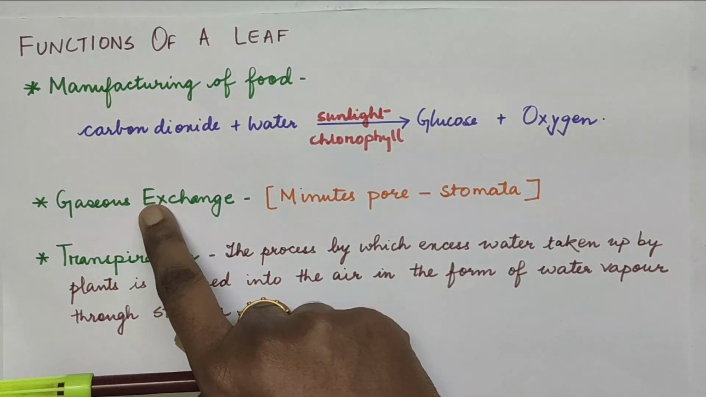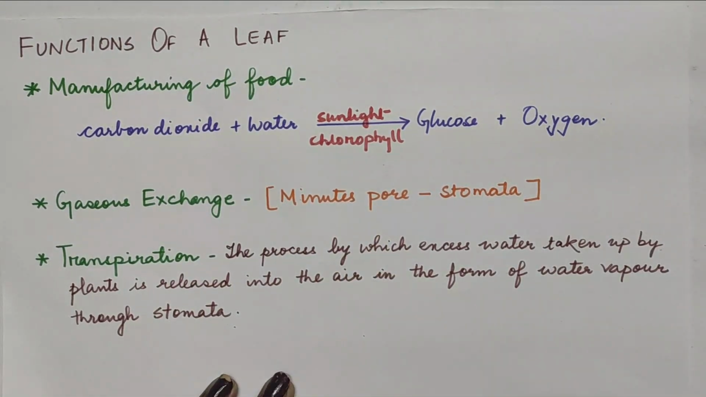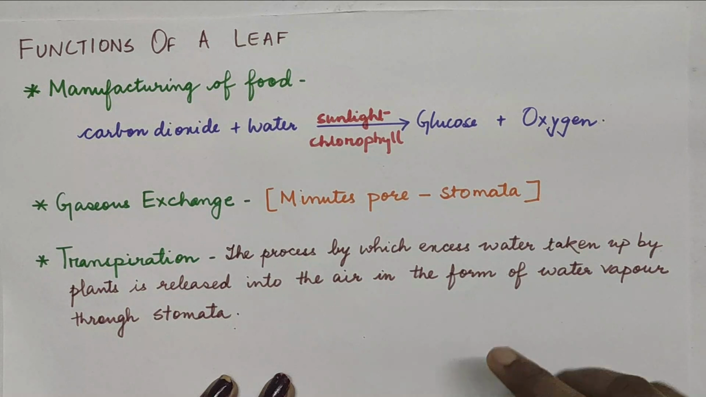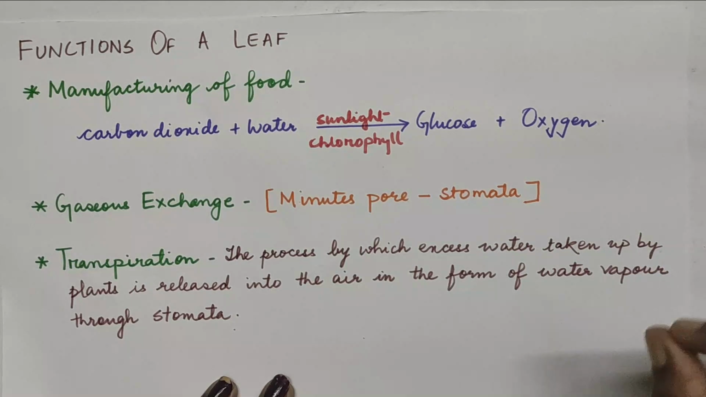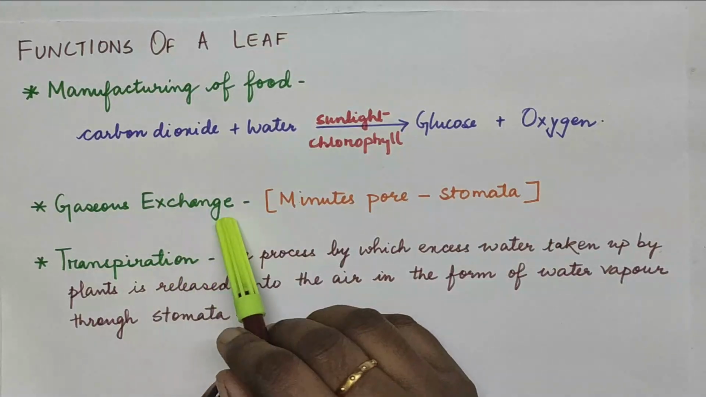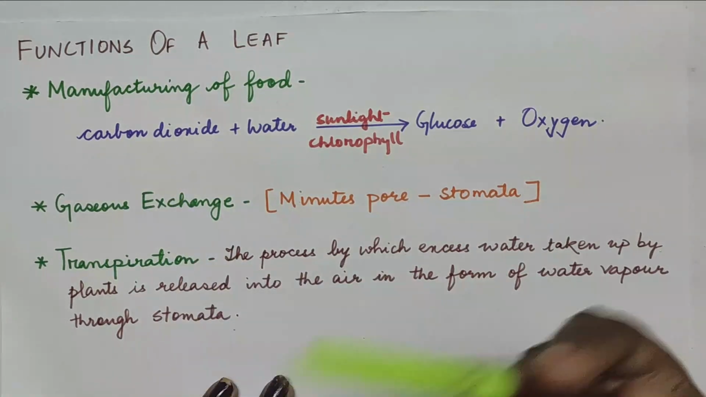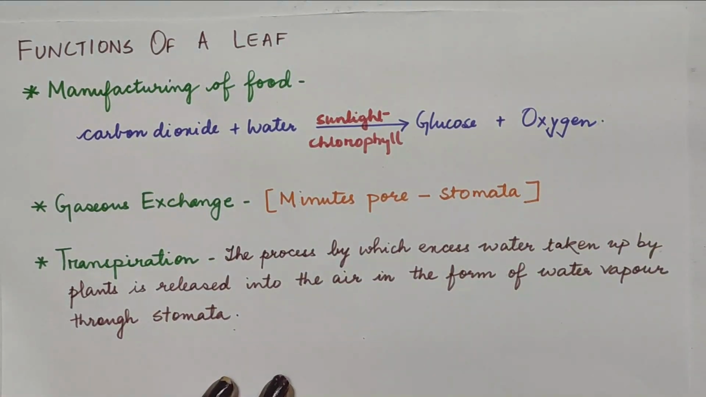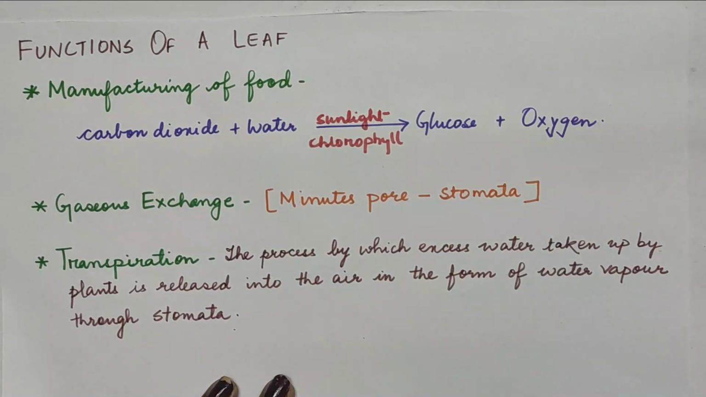The second function of a leaf is gaseous exchange. There are many minute pores in the leaf which are called the stomata. They are generally found on the lower surface of the leaf, and during the daytime they open up and help in the gaseous exchange. Now you know that the plant needs carbon dioxide for photosynthesis. It also needs oxygen for respiration. But the gaseous exchange during the daytime generally takes in more carbon dioxide to give more oxygen to us.